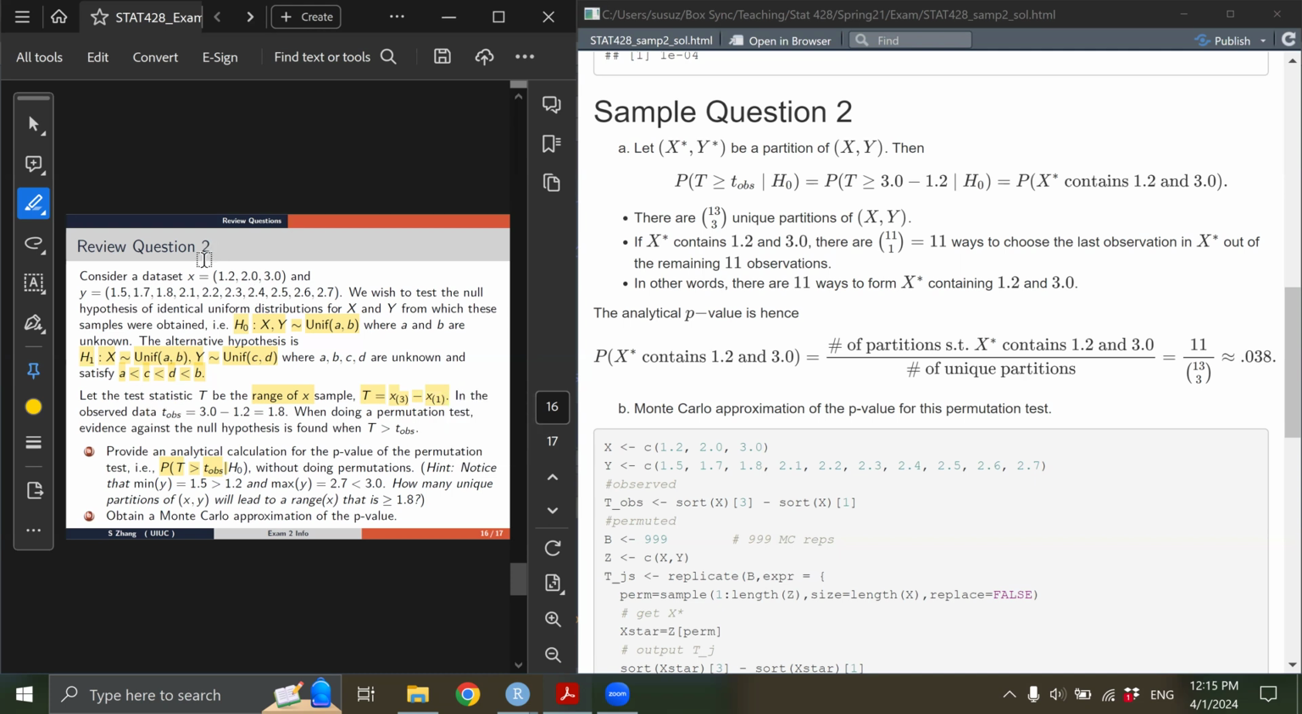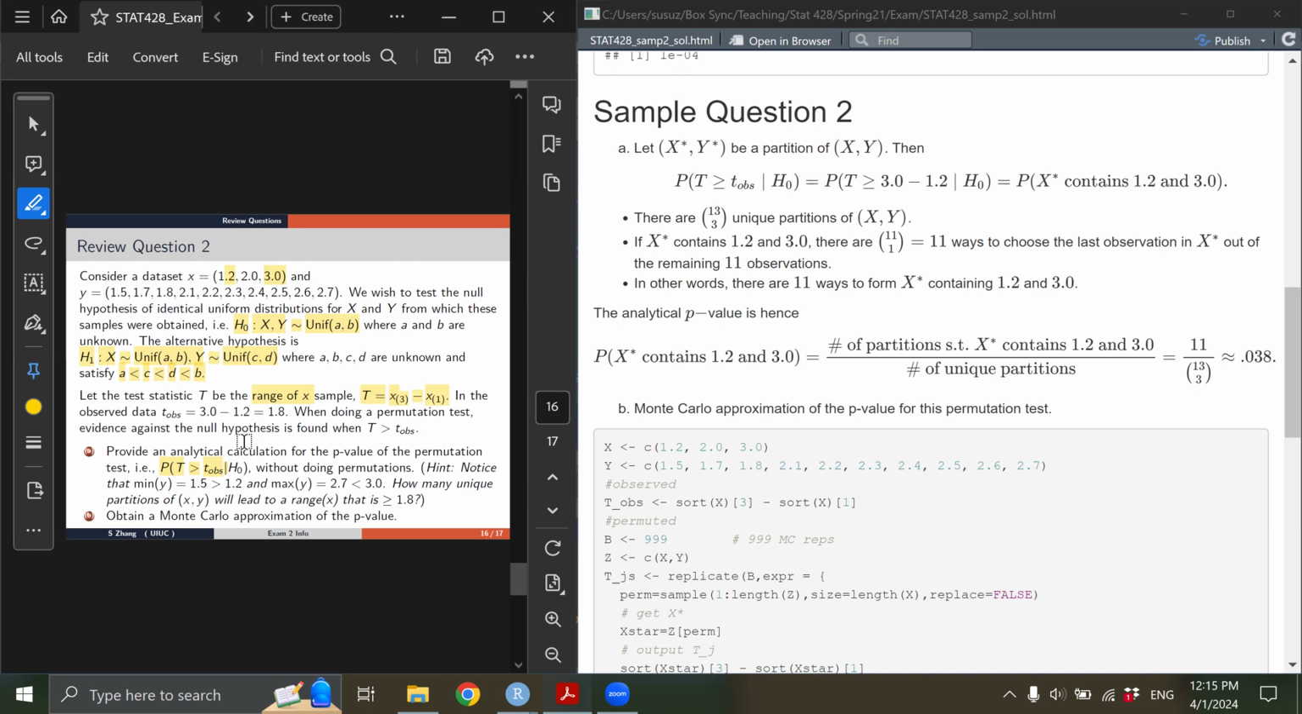So if you take a look at the observed samples, the 13 points we have, and you calculate from the observed samples, what you'll notice is that the range of X on the observed sample is greater than the range of Y. What you also notice is that the minimum of the X's here is 1.2, which is less than any of the values inside Y. And the maximum in X is 3, which is larger than all of the values that we observe inside Y.